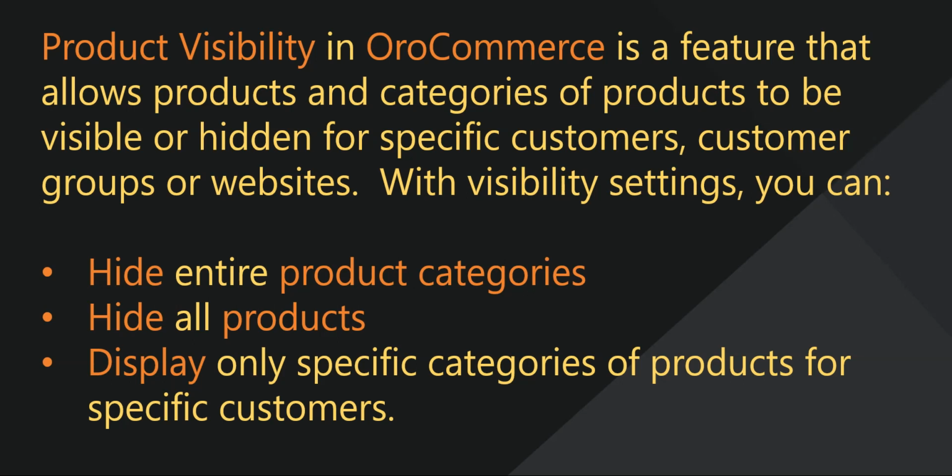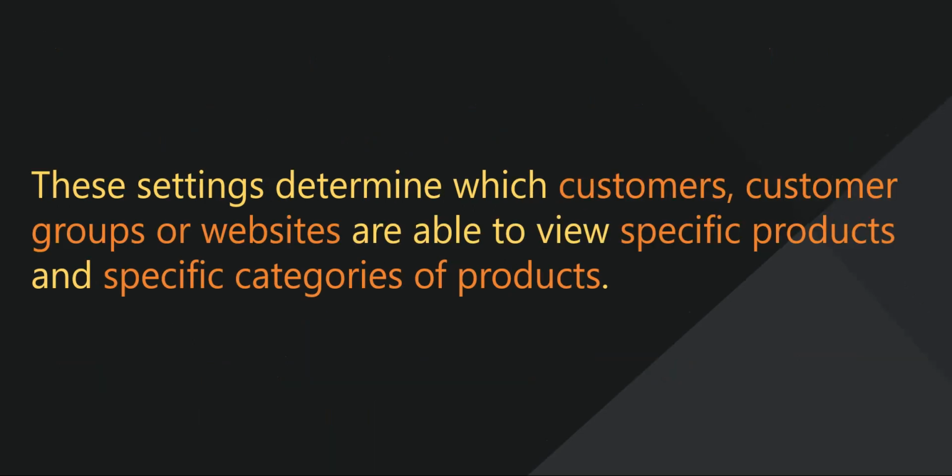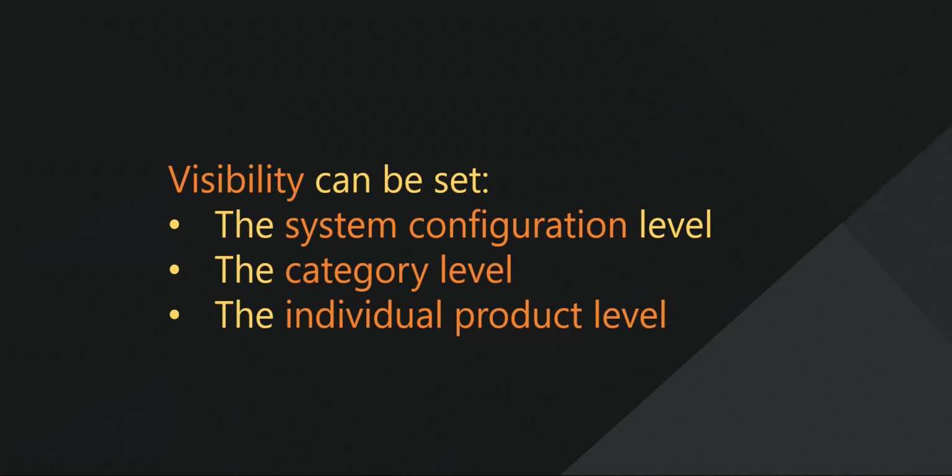For example, our seller has a B2B customer who only purchases lighting equipment, so it would make sense to only have lighting products visible for this customer. These settings determine which customers, customer groups, or websites are able to view specific products or specific product categories. Visibility can be set at the system configuration level, the category level, or the individual product level.